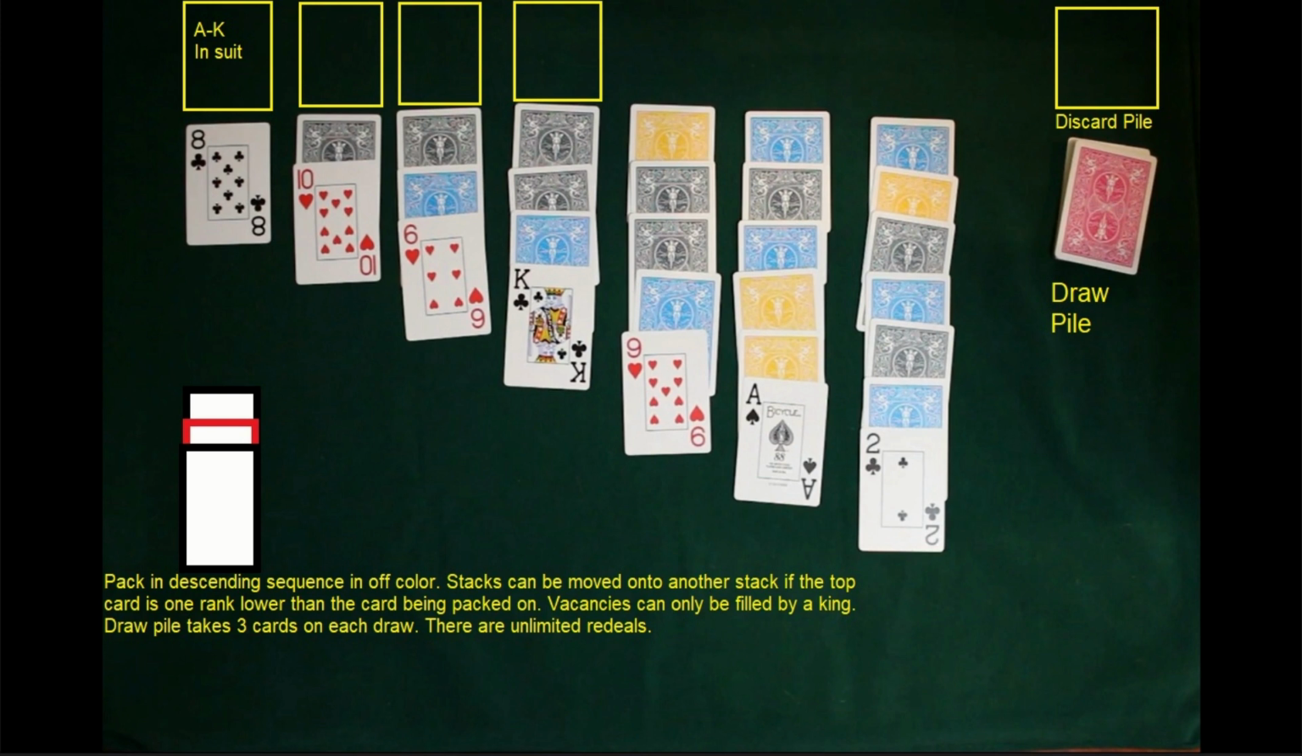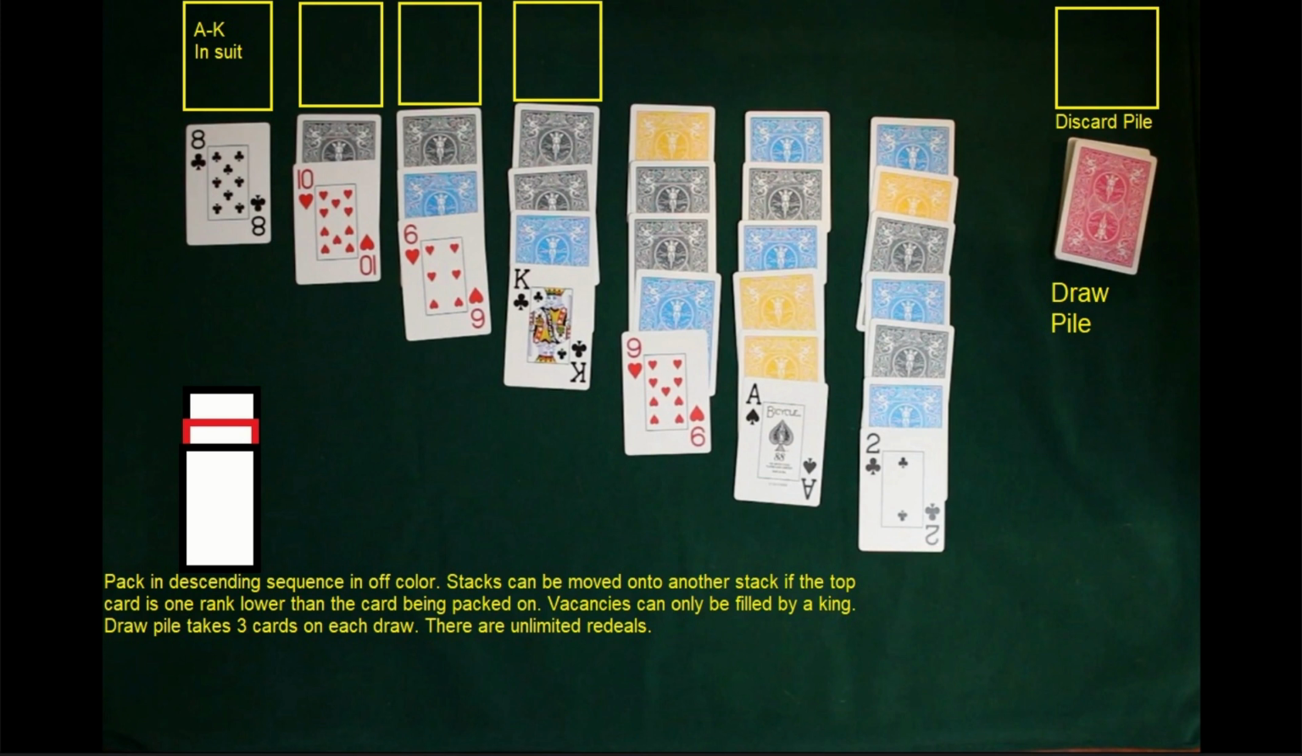Now for this game, you're going to be finding aces and building them in suit up to king, and you are also going to pack cards in opposite color, off color, and you're able to move those entire stacks of cards if a legal play is available. If there's a vacancy made, they can only be filled up by a king. And stacks of cards with the king, of course, can be moved to a vacancy as well. So as long as you have a legal move, you can move that stack of cards to another stack of cards. You can build on them.